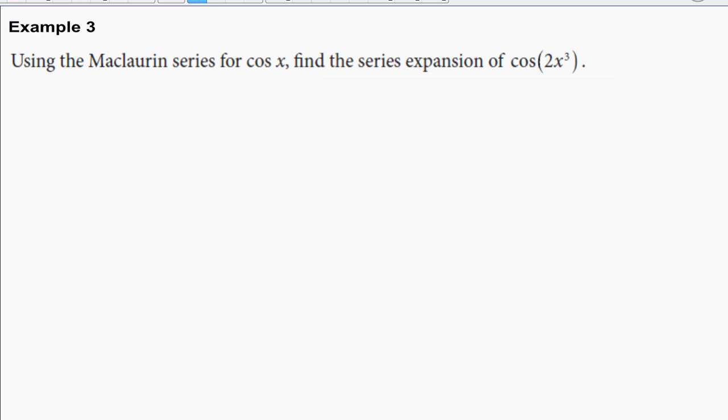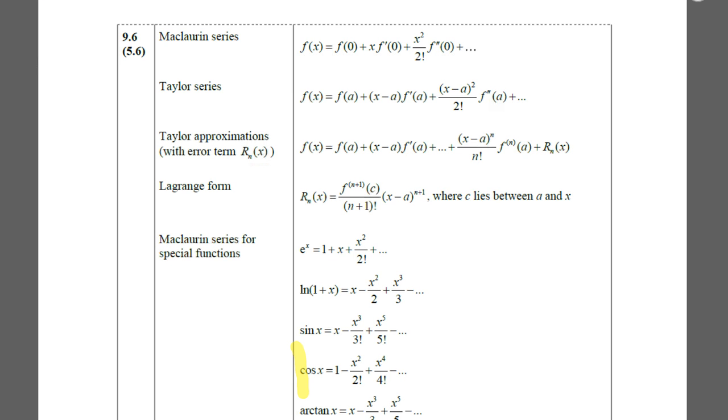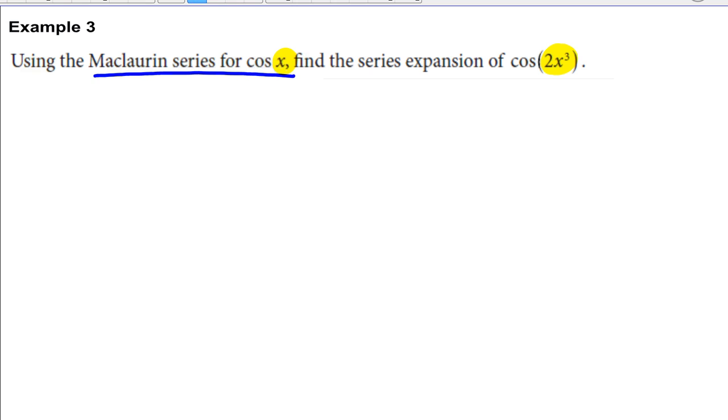In this question, we are required to use the Maclaurin series for cos x to find the series expansion for this. One thing I want you to look at is the connection between these. The plan is this: we'll find the Maclaurin series for cos x from our formula booklet. Here it is. We are going to use that series, write it down, and once we have written it down, we'll plug in 2x cubed in place of x, and we'll end up with what we want.